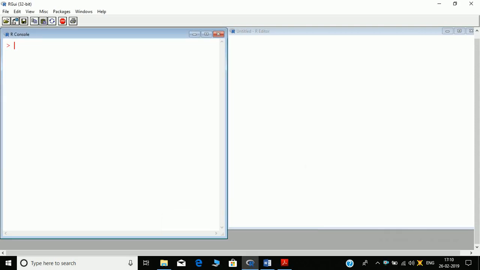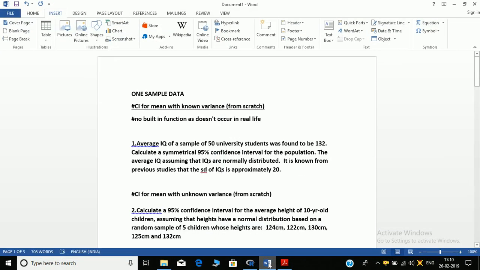Confidence intervals in R. First, we'll deal with one sample data. CI for mean with known variance, when our variance is known. There's no built-in function for that in R because it doesn't occur in real life. We'll do it by the scratch method.